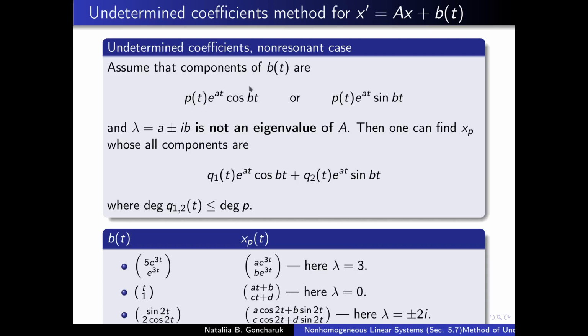Using this formula you can see this bt inside the cosine, then it comes out here, and lambda is plus or minus ib. So you should check that this plus or minus i is not an eigenvalue of the linear side, and this is what you should try for xp.